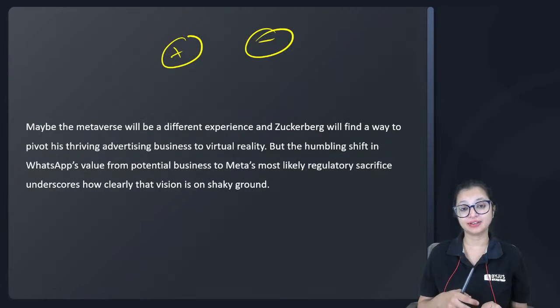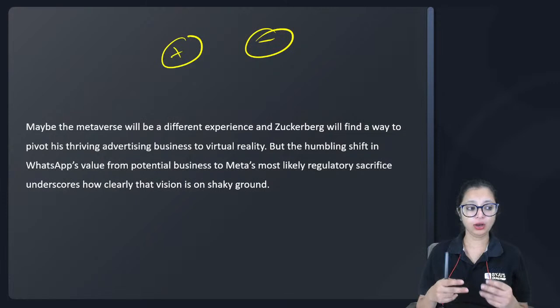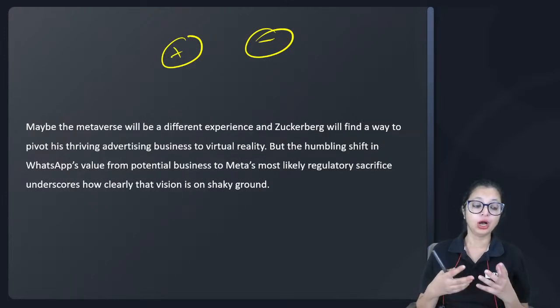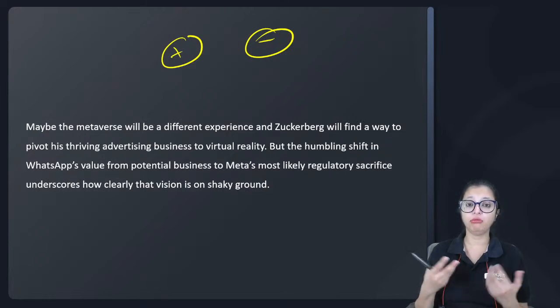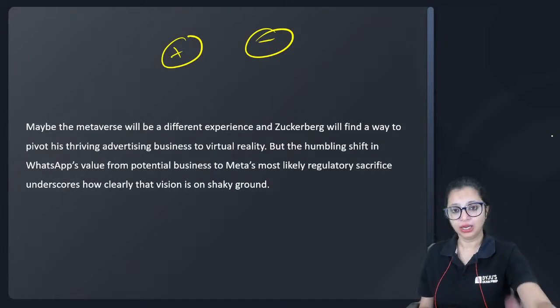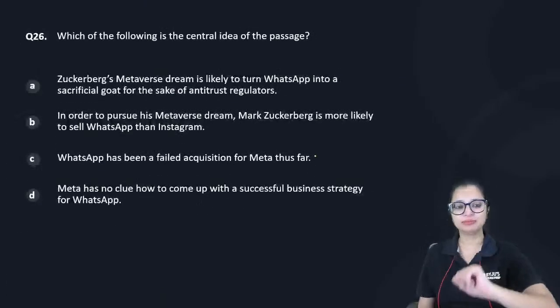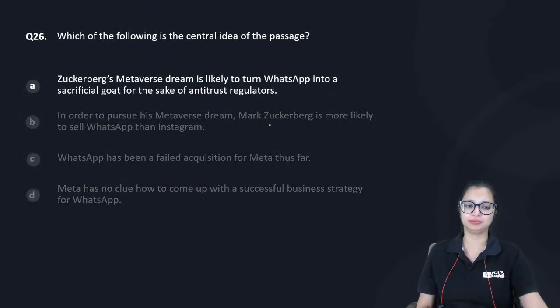Absolutely negatively. So when we decide the main idea, we also focus on the tone because it also helps us eliminate many options. It's absolutely a negative tone about Meta's existence, its profitability, and how WhatsApp needs to be sacrificed because वो नालायक बच्चा है. Question number 1. Central idea. Zuckerberg's metaverse dream is likely to turn WhatsApp into a sacrificial goat.